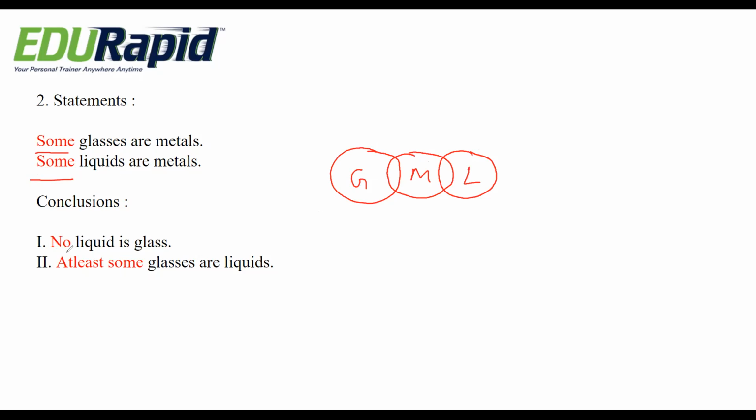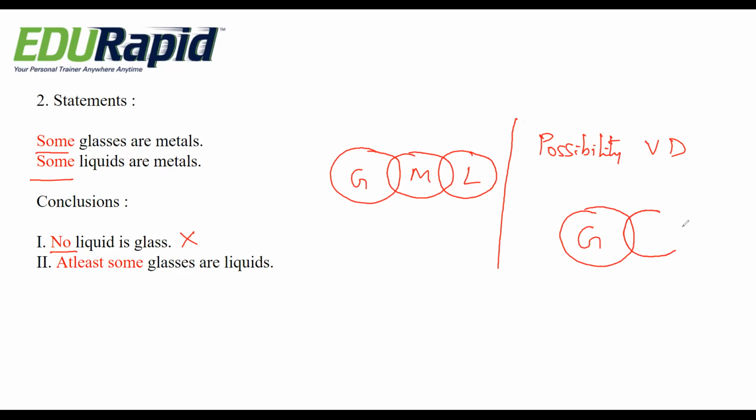Coming to the conclusion, no liquid is glass. No, it does not follow, because they are strictly telling no liquid is glass. There may be a possibility that some liquid can be glass. I write down the possibility Venn diagram. Some glasses are metals and some liquids are metals. This is the possibility Venn diagram, and it also does not affect our statements. So from this we can say that some liquid can be glass is a possibility. They are telling strictly no liquid is glass, so it is wrong.